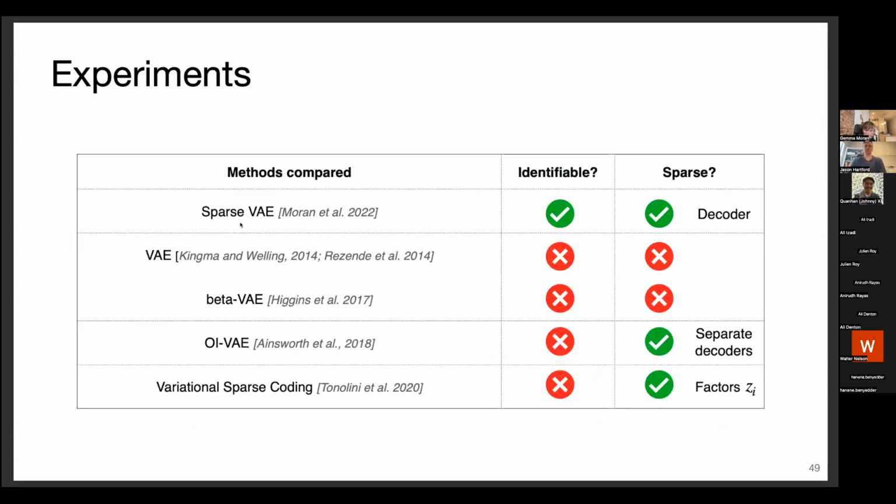So we compare our model with the usual VAE, the beta VAE, the output interpretable VAE, which has separate decoders for each of the different factors as opposed to sparsity in the mapping. But you can view those separate decoders as some kind of sparsity. And then variational sparse coding, which places sparsity directly on the factors as opposed to these edges that we've been talking about.